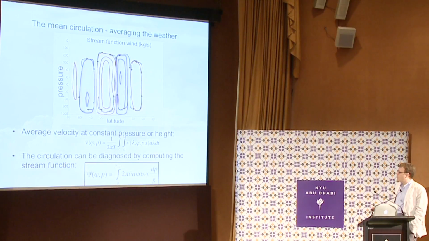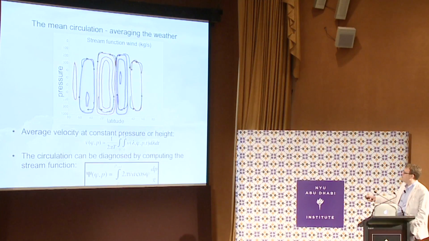And from that, I compute what is called a stream function, which is mathematically the integral of the velocity. The stream function is basically the line along which the mean velocity is organized, so the circulation. Along the blue, the air is going in the clockwise direction. The red contour corresponds to counterclockwise. This is latitude, this is pressure.